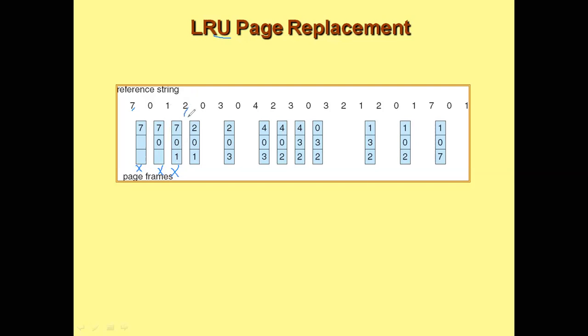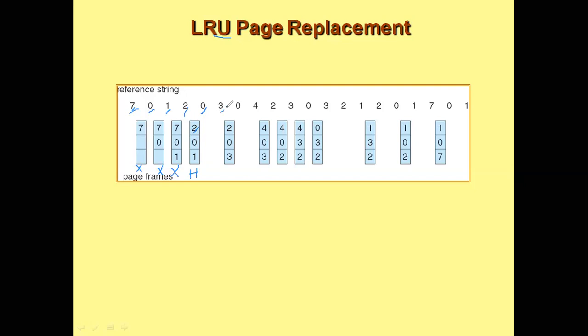Now coming to 2. As per LRU, we have to replace the page that is least recently used. So 1, no. 0, no. 7 is least recently used. So in the place of 7, you write 2. So far so good, because the same thing happened in FIFO also. Now coming to 0. 0 is already in the main memory, so it's a page hit. This also was the same in FIFO.